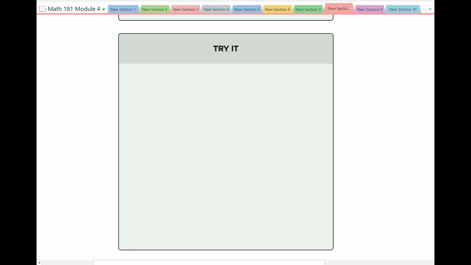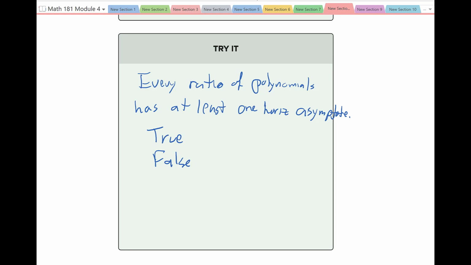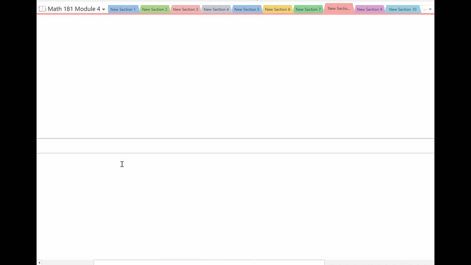The question that came up, hang on. This one was just a true and false. It says every ratio of polynomials has at least one horizontal asymptote. And the answer is false, because if you remember from your pre-calculus days, if the power of the numerator is greater than the power of the denominator, then you have an oblique or slant asymptote. It could be a quadratic asymptote. It could be lots of things, but it wouldn't be a horizontal asymptote. So the answer is false here. Next one.